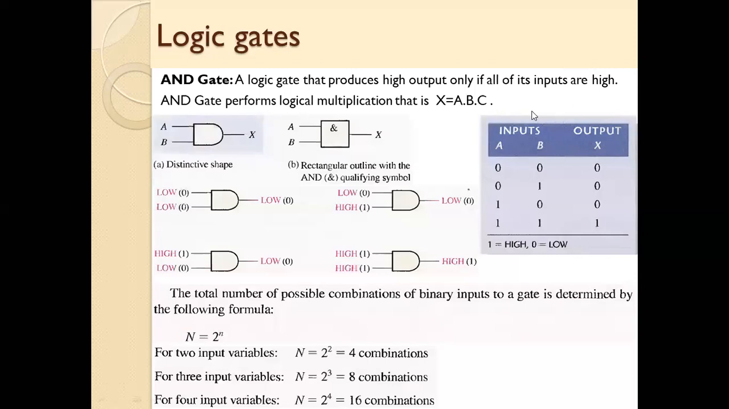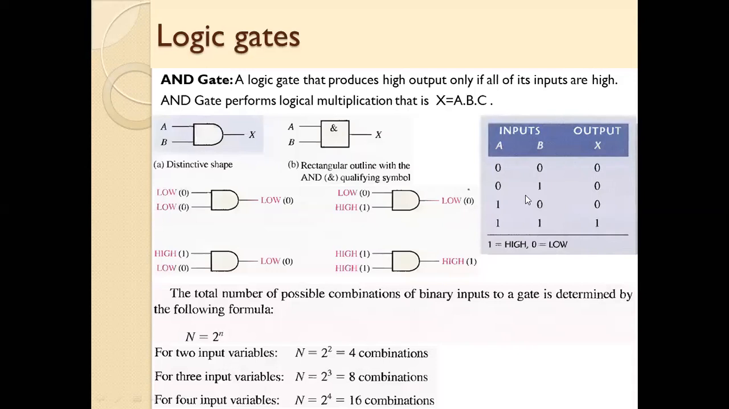So this is the truth table. The truth table gives all the possible inputs and outputs. So this is the two input AND gate. If you have 0 0 at the input, the output would be 0. If you have 0 1, the output would be 0. So now you just multiply these two and you will get this. 0 multiplied by 0 is equal to 0. 0 multiplied by 1 is equal to 0. 1 multiplied by 0 is equal to 0. 1 multiplied by 1 is equal to 1. That's why we say that it performs logical multiplication.